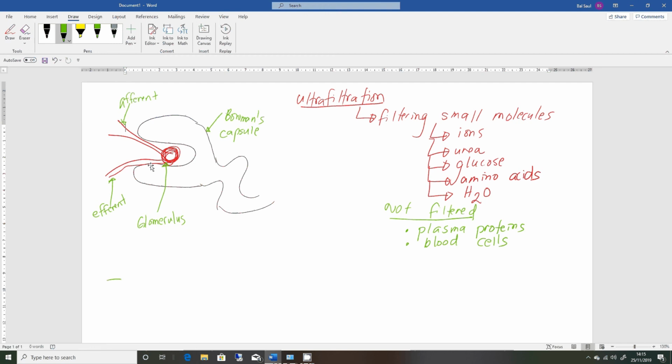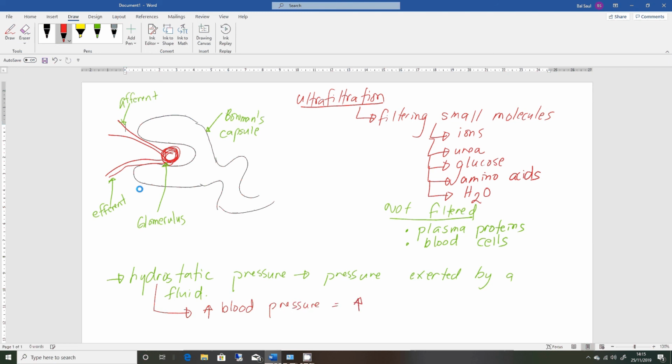One of the questions that I gave you in the homework that I set was what creates the hydrostatic pressure. Now the hydrostatic pressure is basically the pressure exerted by a fluid. This hydrostatic pressure could be due to high blood pressure. What I'm trying to say is the higher the blood pressure, the higher the hydrostatic pressure.